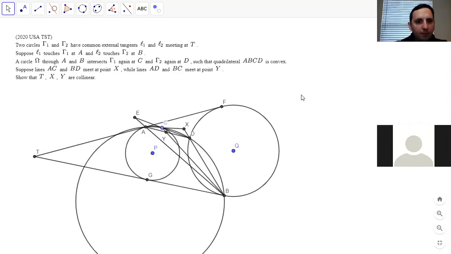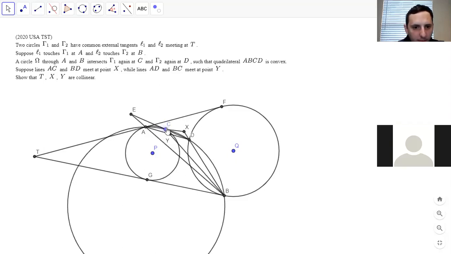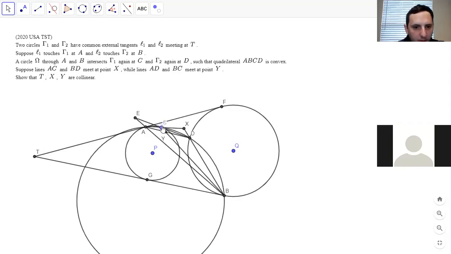That is an interesting problem. So as we move C around, what happens to X and Y? They just stay on a line through T. Yeah, so I guess we don't even really need X and Y. You just need point E, and then we want to show T lies on the polar.